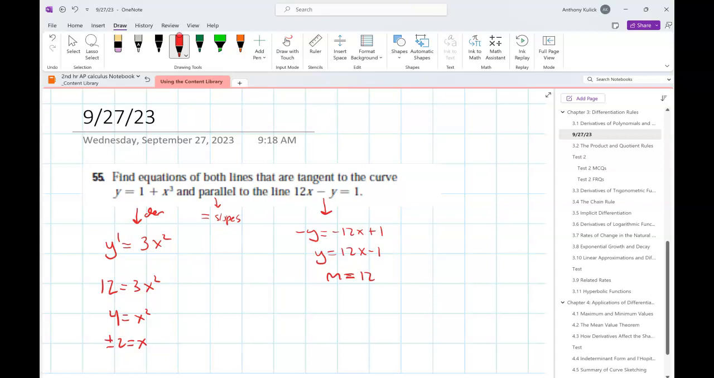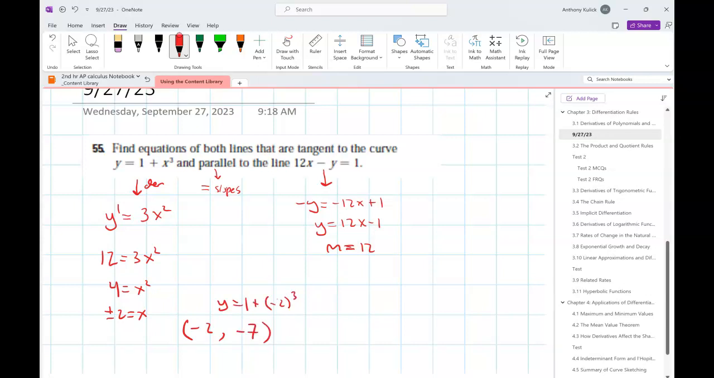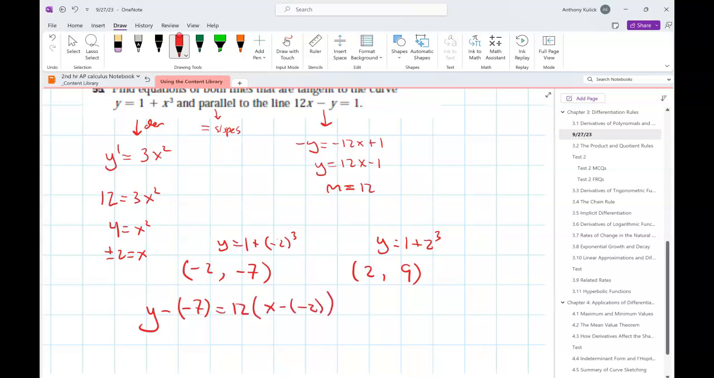Okay with that so far? So when x is -2, y is going to be 1 plus -2 cubed, so -7. And when x is +2, the y is going to be 1 plus +2 cubed, 9. So my two tangent lines are going to be y minus -7 equals 12 times x minus -2, and then y minus 9 equals 12 times x minus +2. That's it. I'm done.